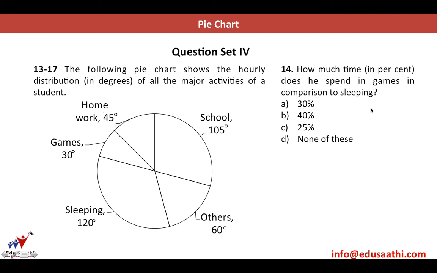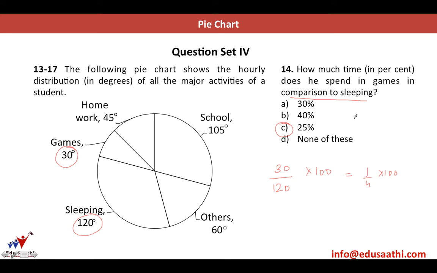Let's look at the next question. How much time in percent does he spend in games in comparison to sleeping? So in games he spends 30 degrees, whereas in sleeping he spends 120 degrees. So the required answer here is 30 degrees divided by 120 degrees multiplied by 100. This is nothing but 1 by 4 into 100, which is 25%.